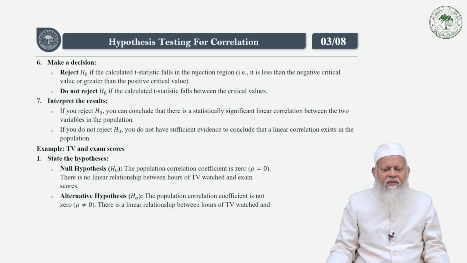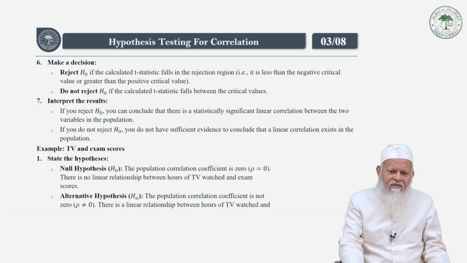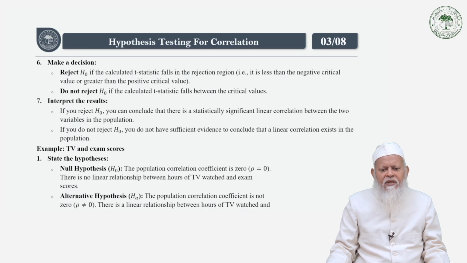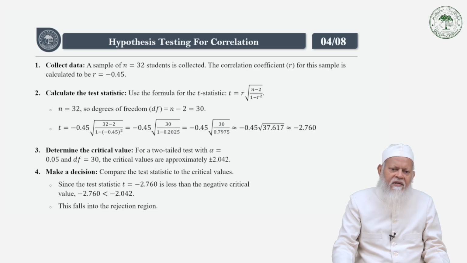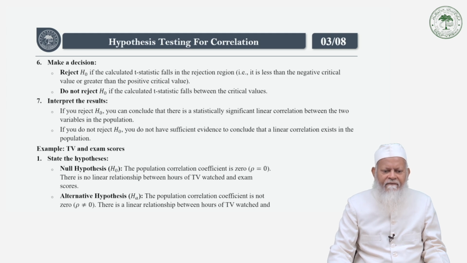So the null hypothesis is that the population correlation coefficient is 0. That is, there is no relationship between hours of TV watched and the examination scores. Then the alternative hypothesis is that the population correlation coefficient is not 0. There does exist a linear relationship between hours of TV watched and the exam score.